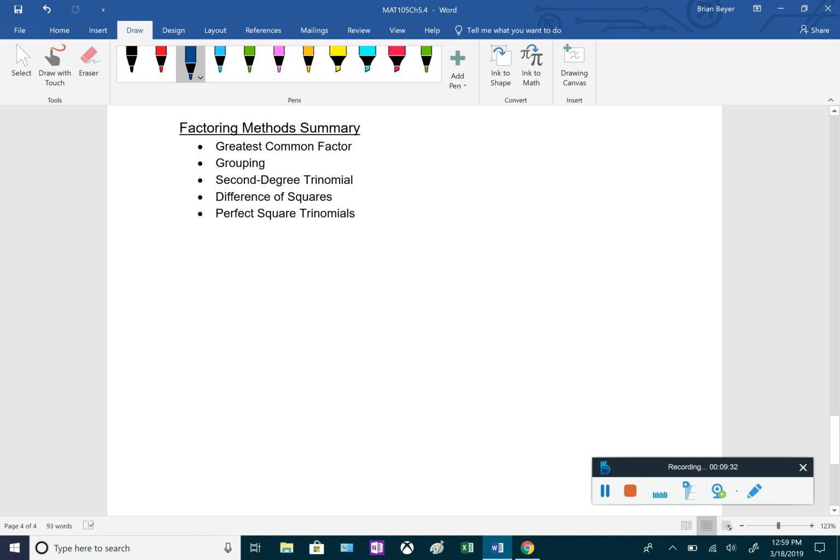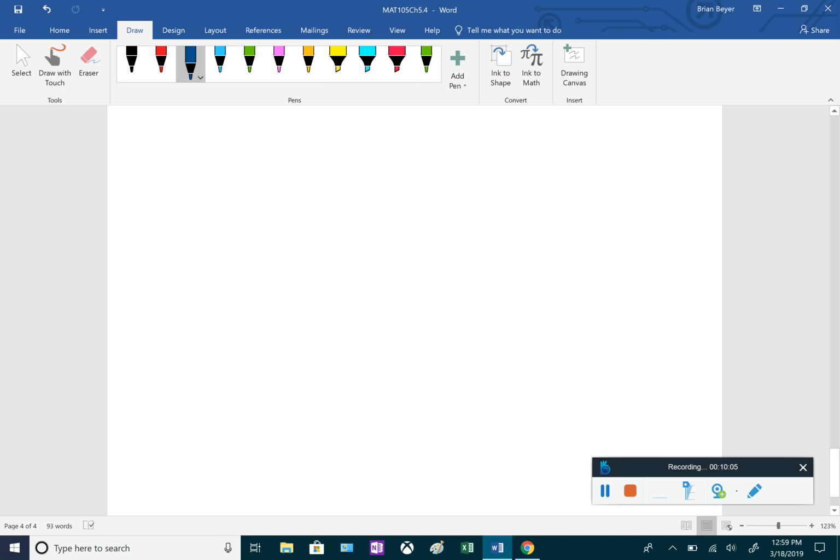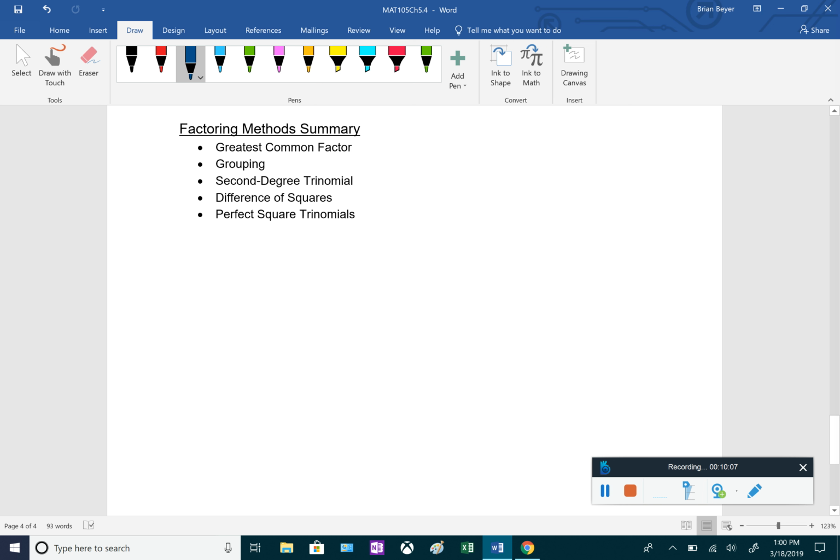Okay, so here's a summary for these factoring methods. The first one is the greatest common factor. So once again, always try the greatest common factor first, see if there's a GCF. The next one is grouping. The next one was second degree trinomial, and that's if you have a coefficient of 1 on the degree 2 term or not a coefficient of 1. We do it two different ways. And then what we just did today: difference of squares, and perfect square trinomials. Okay, so that is actually it for section 5.4.